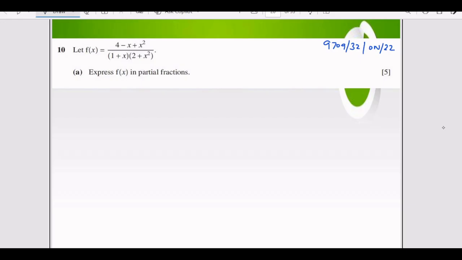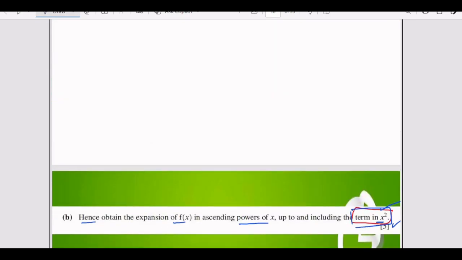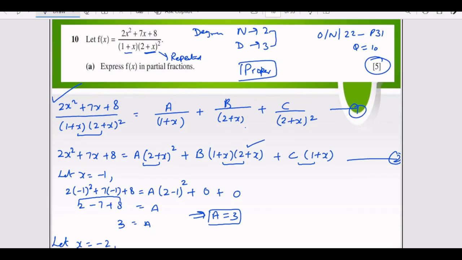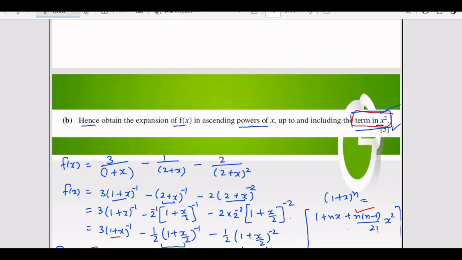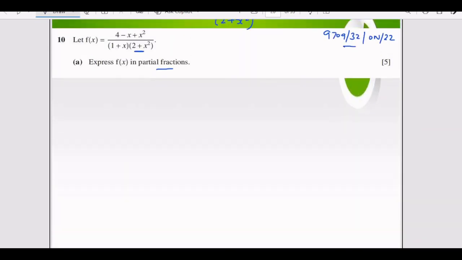So we have another question from October November 2022 paper 3-2. So the question is, we have 4 minus x plus x squared over 1 plus x, 2 plus x squared, expressed as partial fractions. Now let me show you the difference. This one here, the square is inside the bracket, so we have 2 plus x squared, right? It's like a quadratic function. So in the previous question we had the square, it may look the same. You have here 2 plus x, the square is outside the bracket, so that's why this was a repeated root. But now this is not repeated, but we have here the quadratic.